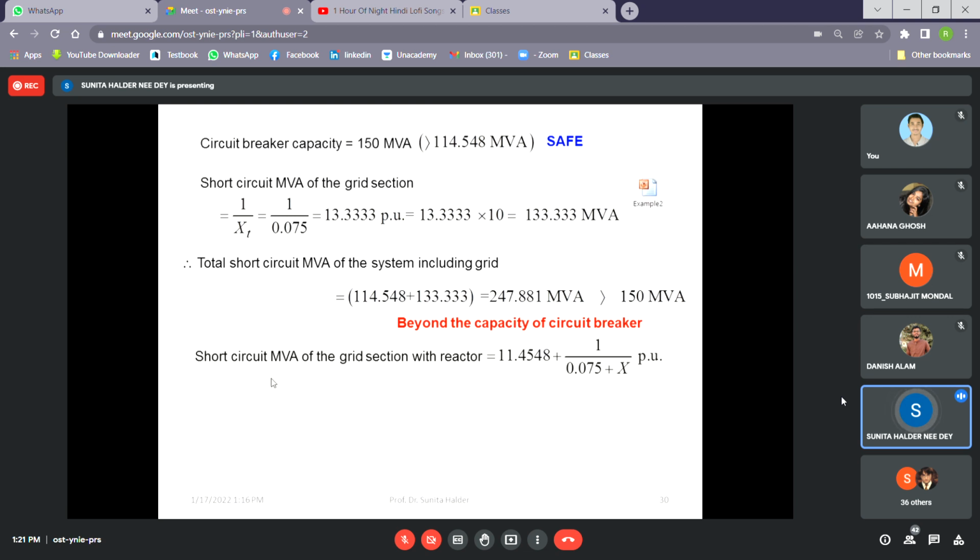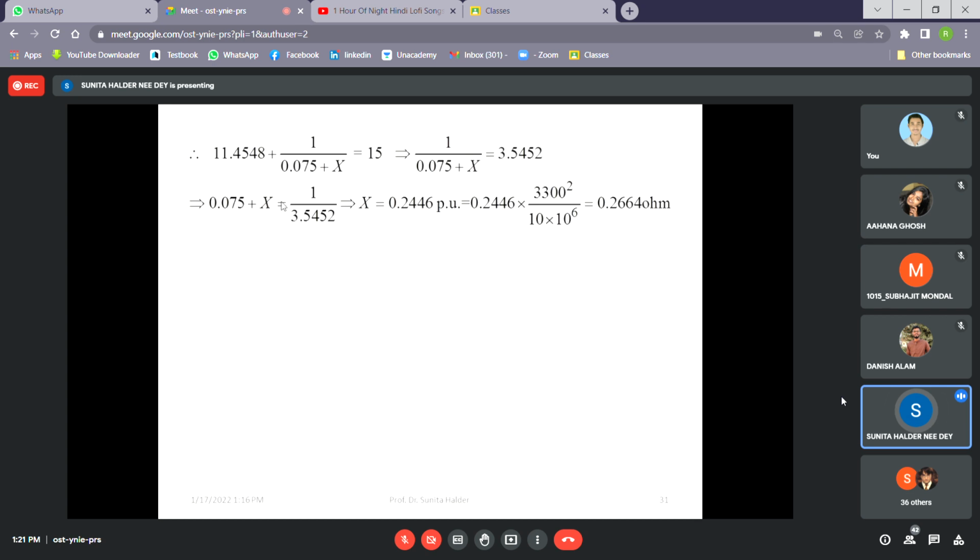So in that case, the short circuit MVA of the grid section with reactor and the system will be 111.45 plus 1 by 0.075 plus x in per unit. So this should be the same as 150 MVA in per unit. Base 10 MVA is the best. 150 MVA means 15 per unit. So from there, if we equate, we can get the value of x, obviously in per unit, right?